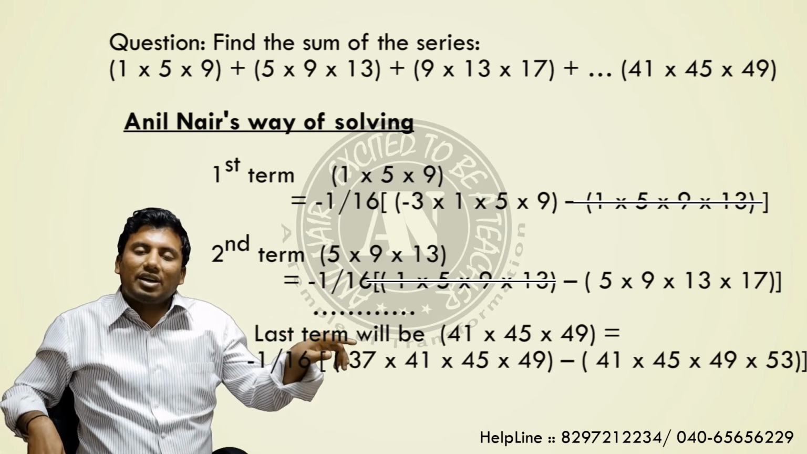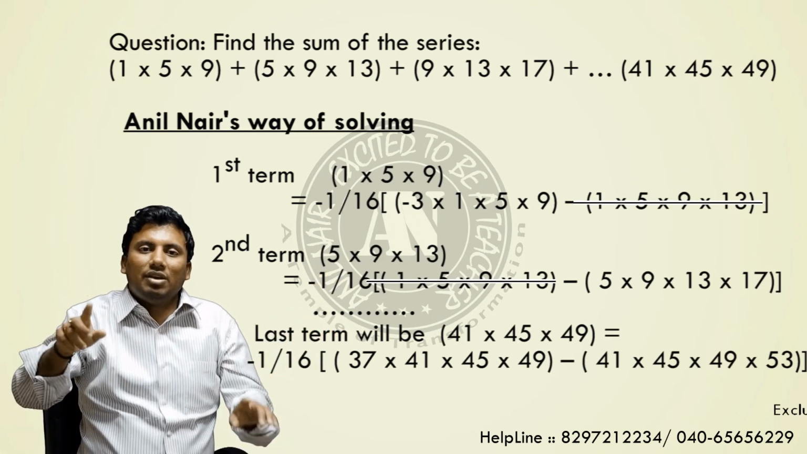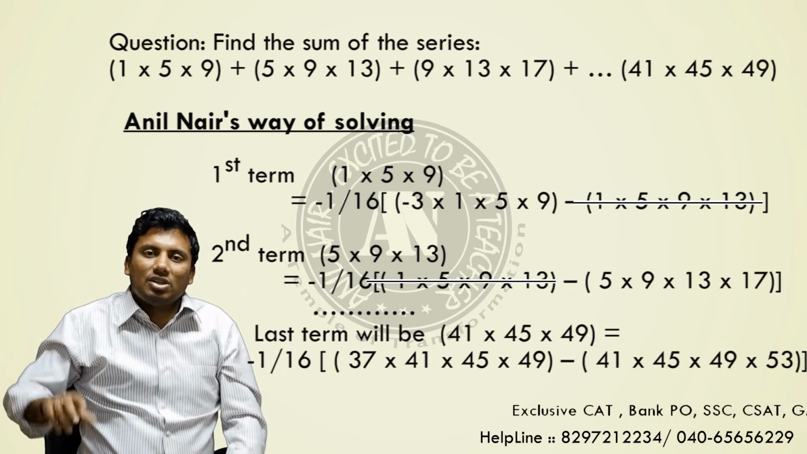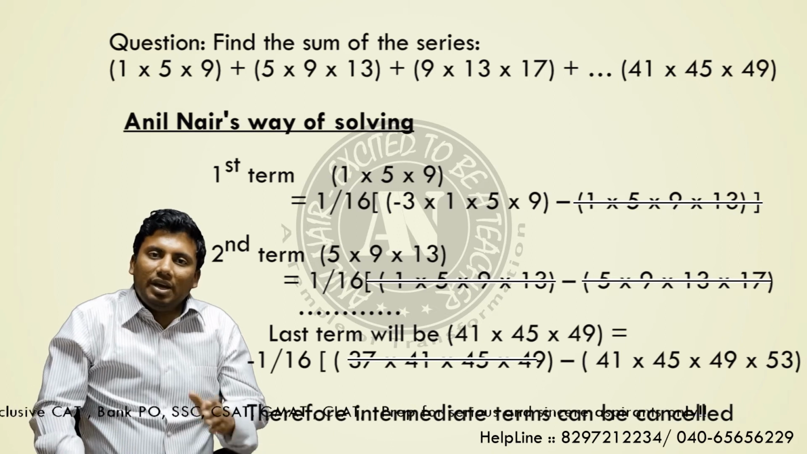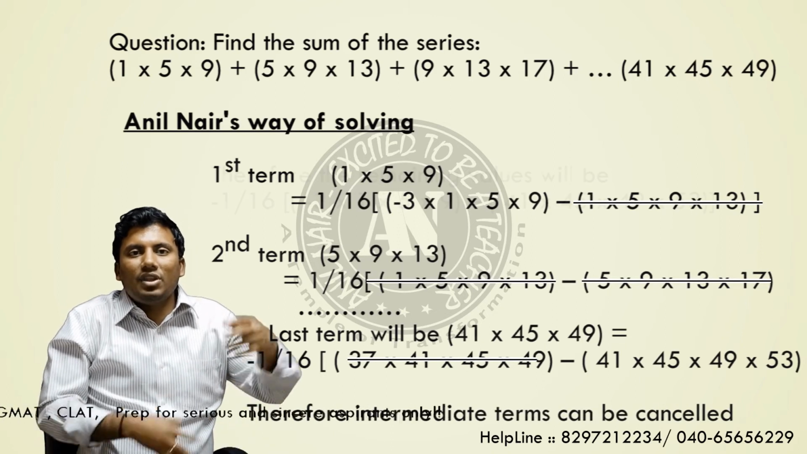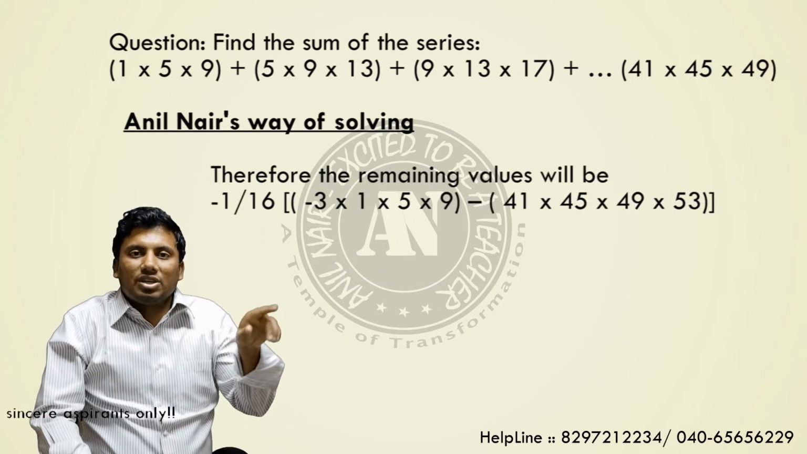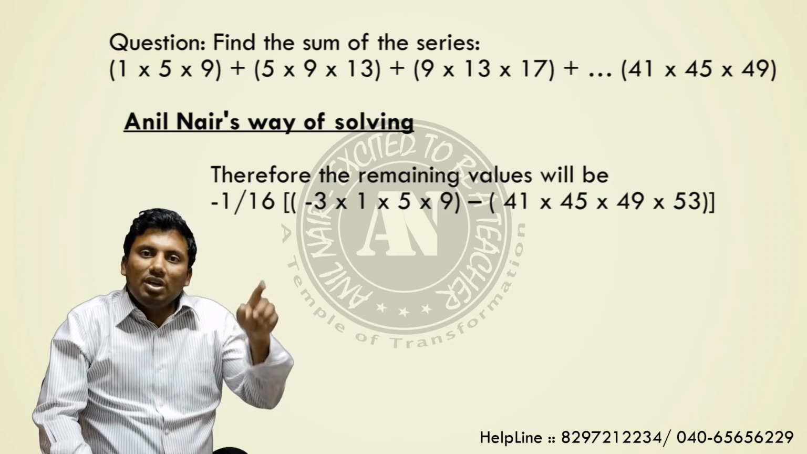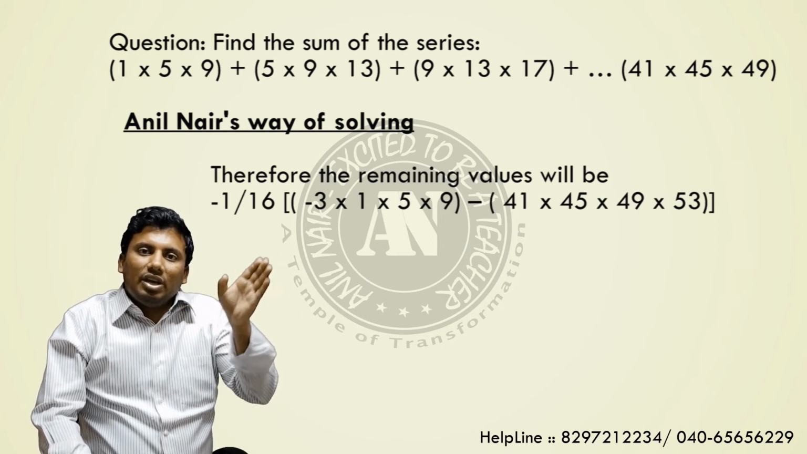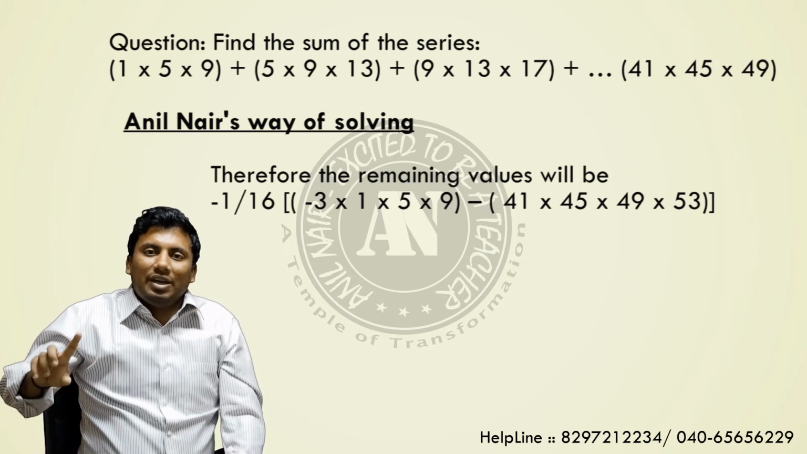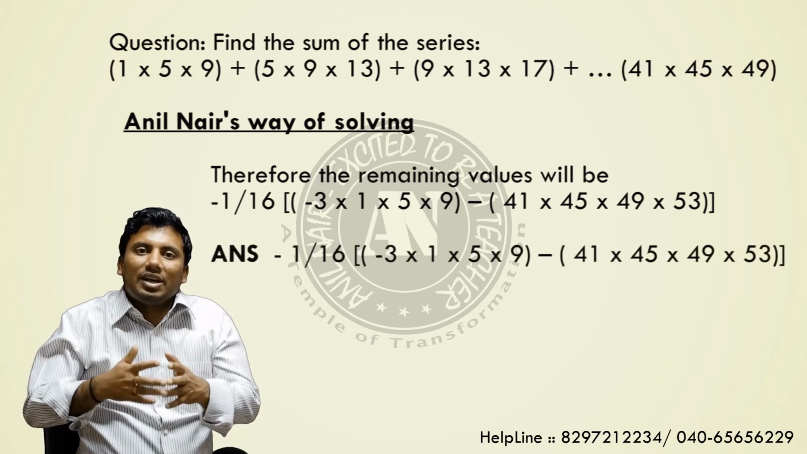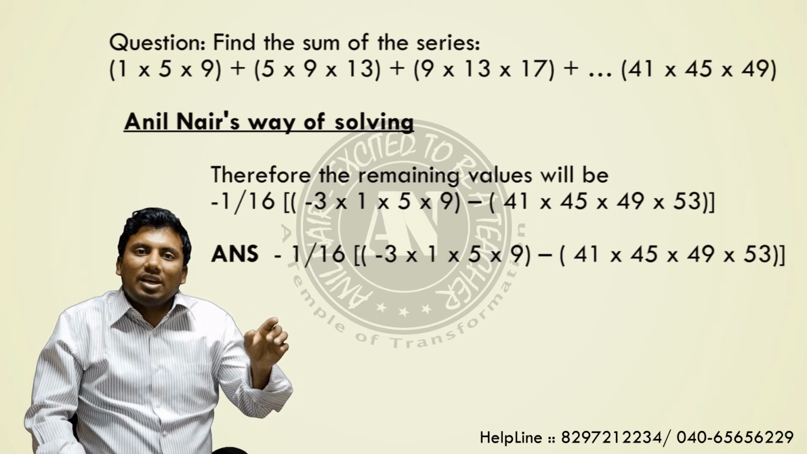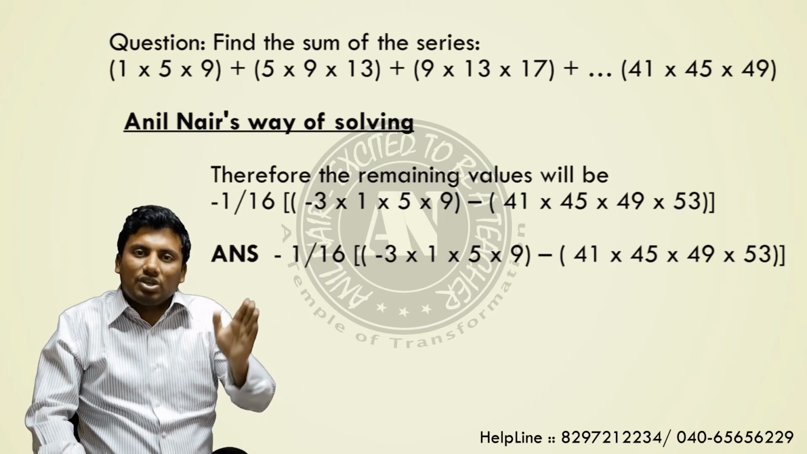Outside multiplication factor will be 1 by 16. In between these two numerical values there will be a minus. All intermediate sum values are eliminated, they get cancelled. So the answer will be 1 by 16 into first one, minus 3 into 1 into 5 into 9, minus 41 into 45 into 49 into 53. Since if I add two negative terms, I will get a negative term, I will put the minus sign after minus 1 by 16.